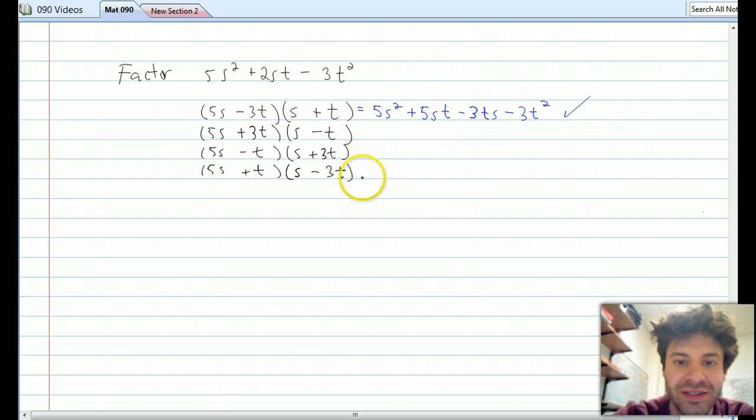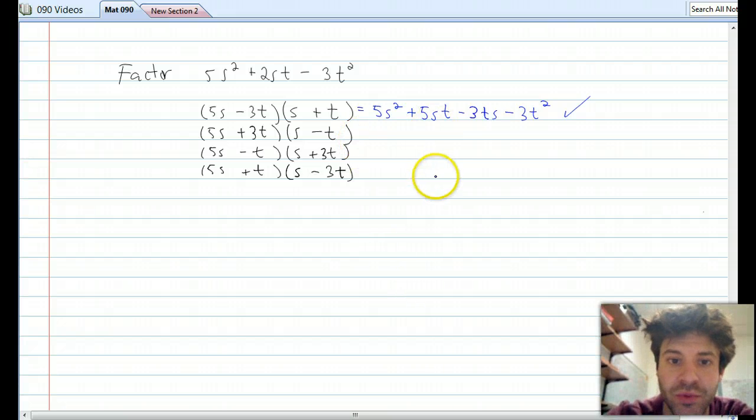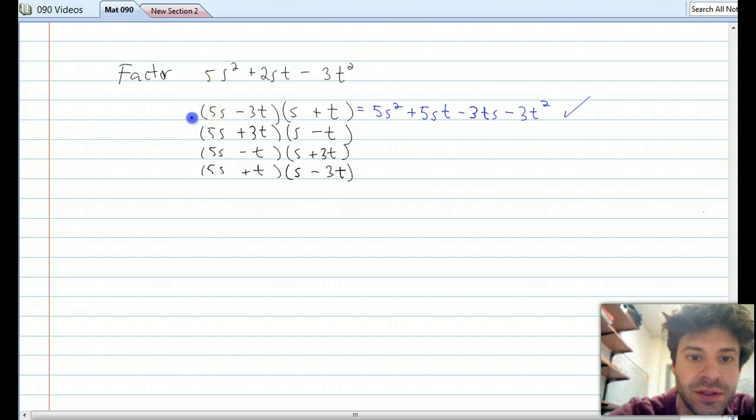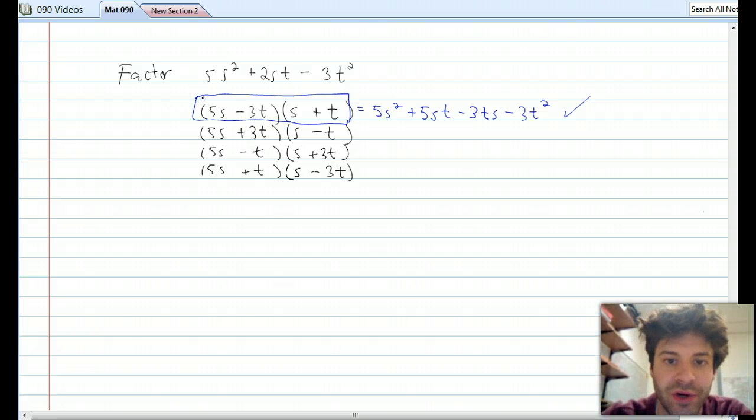And you can multiply these guys out for fun just to kind of see what would happen. You would get some different results. You wouldn't get the polynomial that we have above. So this is our solution for that problem.